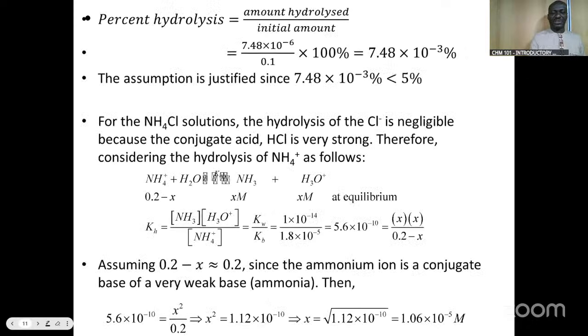Okay, I've just done that now. That's it. Now let's look at the ammonium chloride, just as we did for the acetate ion.